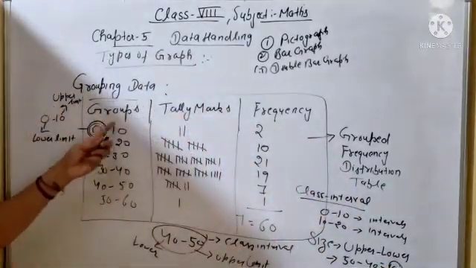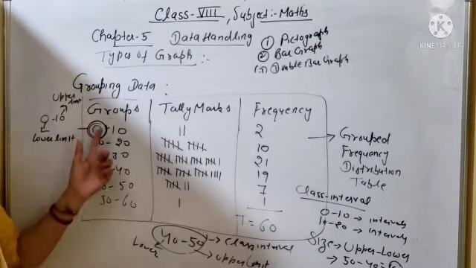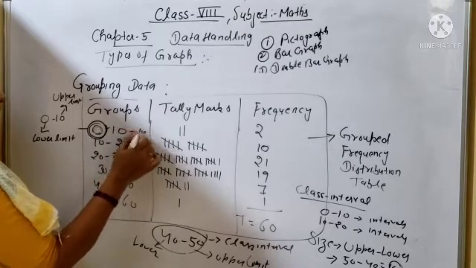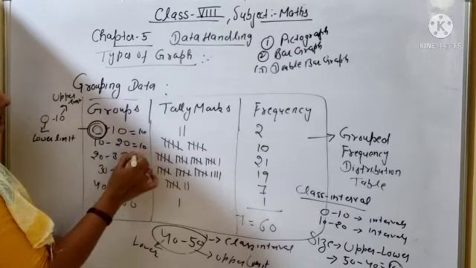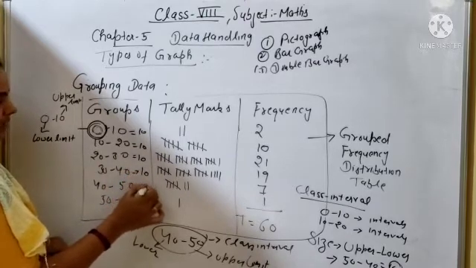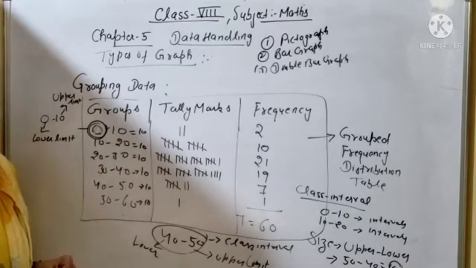So here in the grouped data, what is the size of all the class intervals? 0 and 10, upper minus lower: 10 minus 0, you get 10. 20 minus 10, 10. 30 minus 20, 10. 40 minus 30, 10. 50 minus 40, 10. 60 minus 50, 10. So these are the sizes of the class intervals.